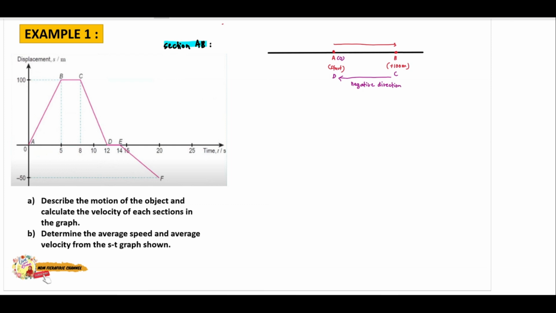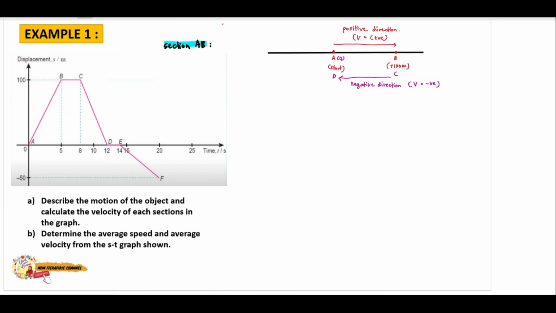Jadi kalau objek tu patah balik, velocity dia nanti bila kita kira, mesti nilai velocity kita akan dapat negatif. Since the motion ataupun direction of the object is to the left. Kalau yang ini, bila kita kira to the right, so velocity kita nanti kira mesti dapat positif. Because the object is moving in positive direction. Boleh ya?